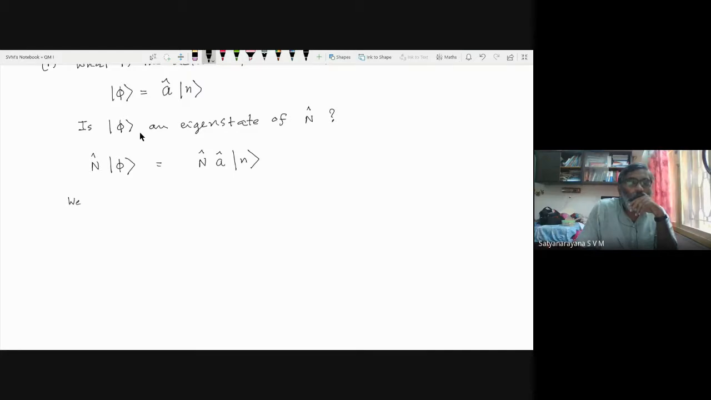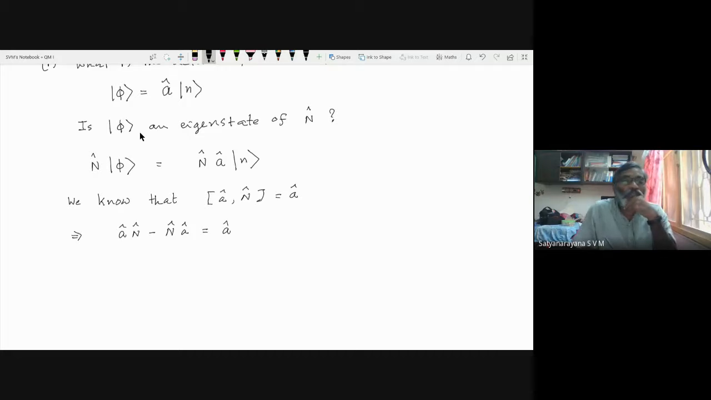So we know that the commutator of A, N is equal to A. That implies AN minus NA is equal to A. So what I will do, I will take this NA on this side and bring A on this side. Then I will write down NA is equal to AN minus A. Okay, so use this in this equation.